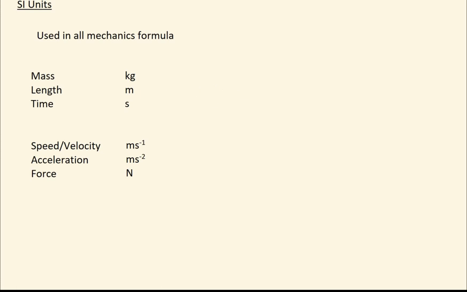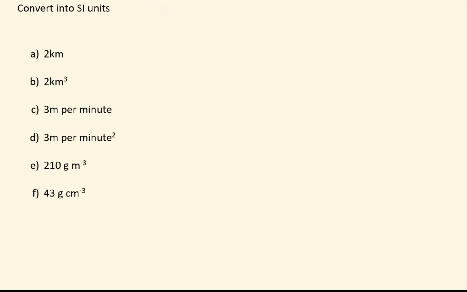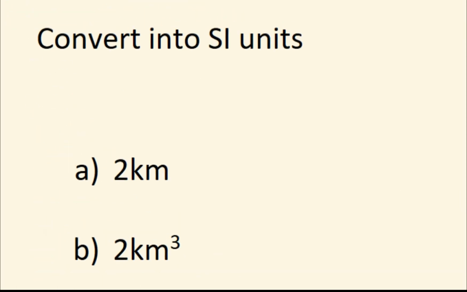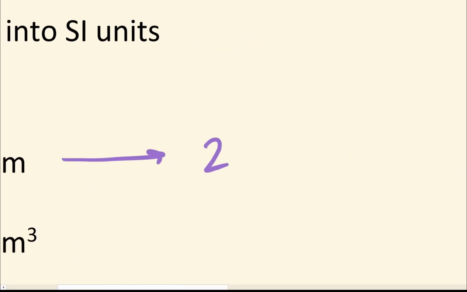I'll quickly go through that. So all these in SI units. So 2 kilometers, we should know that 1 kilometer is 1,000 meters. So we would just do 2 times 1,000, which gives us 2,000 meters.